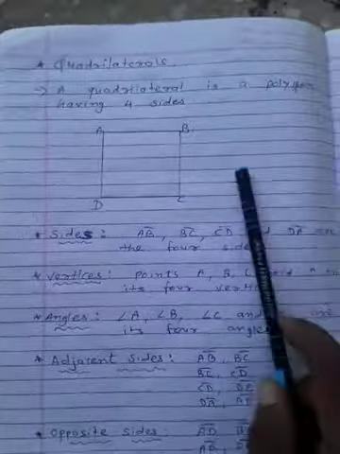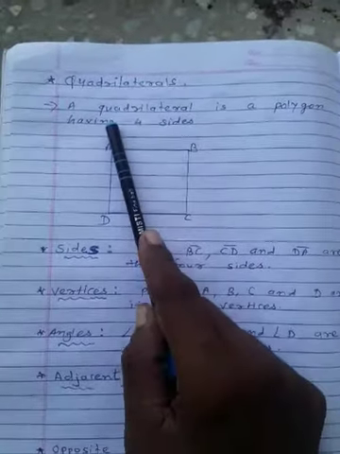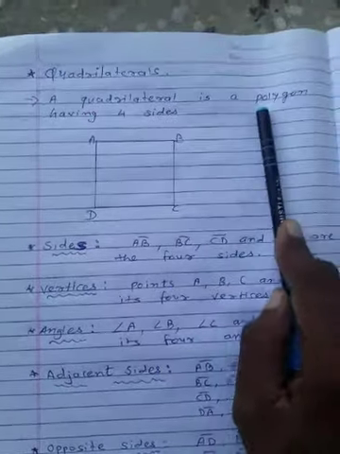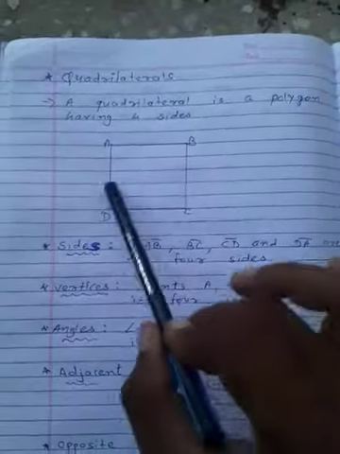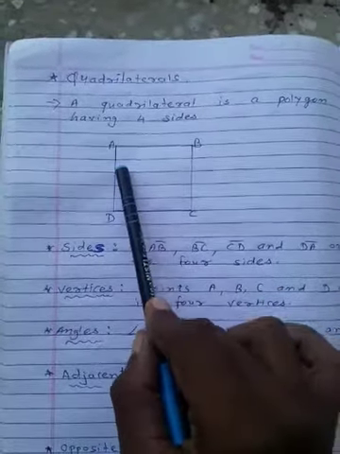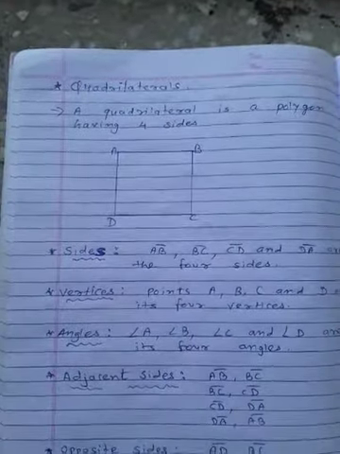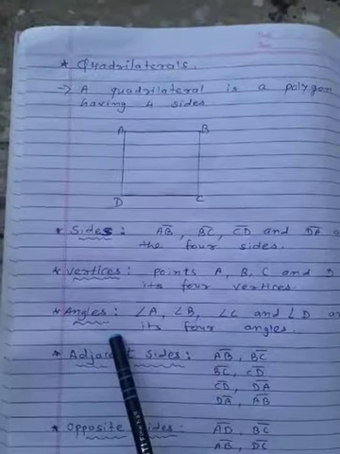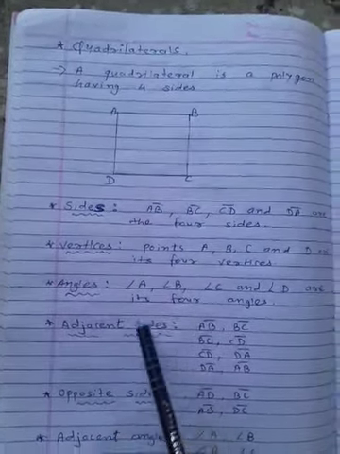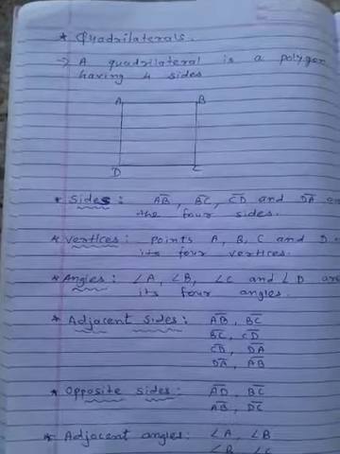Next point, quadrilaterals. What is a quadrilateral? A quadrilateral is a polygon having 4 sides. See the figure, quadrilateral ABCD. This is a quadrilateral. Now how many sides? How many vertices? How many angles? How many adjacent sides? How many opposite sides? And how many opposite angles?